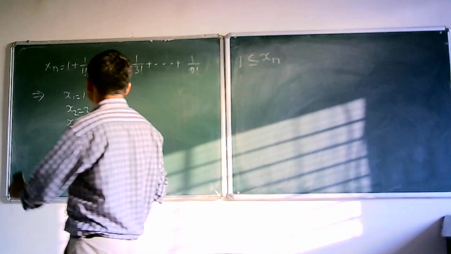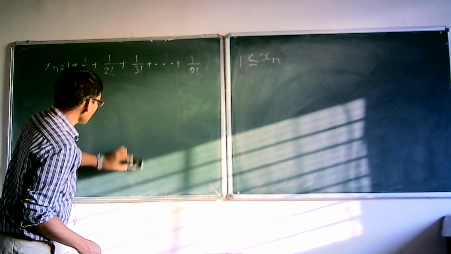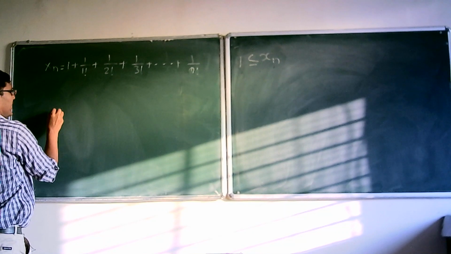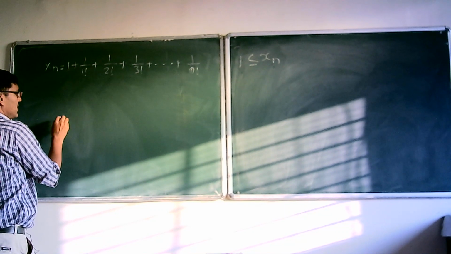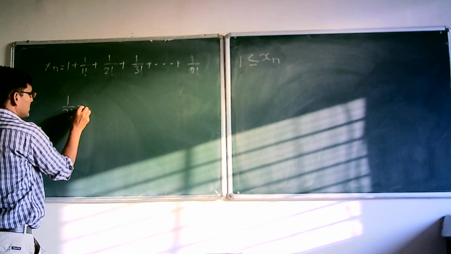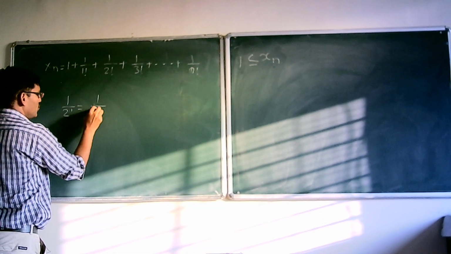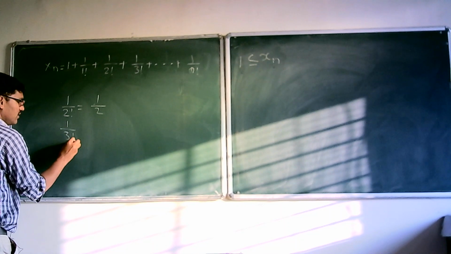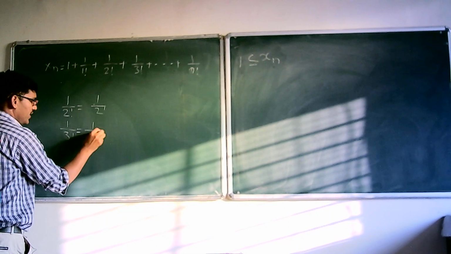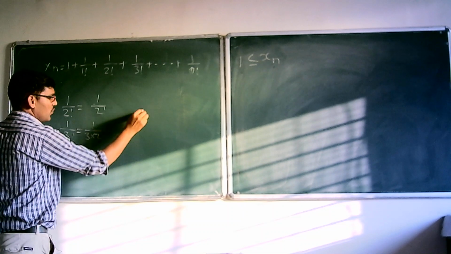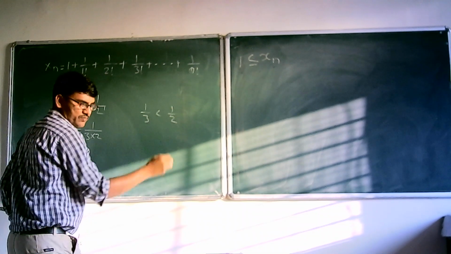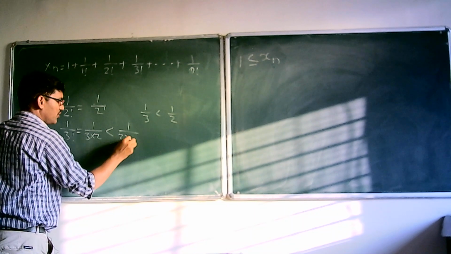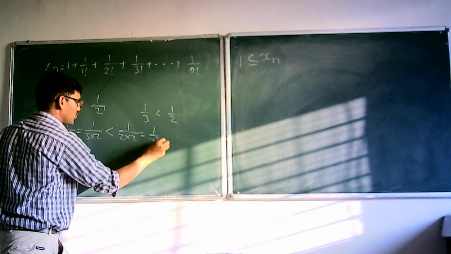Now next, 1 is the lower bound of the sequence. Next, we know that 1 upon 2 factorial is equal to 1 upon 2. Then what is 1 upon 3 factorial? 1 upon 3 factorial is equal to 1 upon 3 into 2, but 1 by 3 is less than 1 by 2, so this is less than 1 upon 2 into 2, which is equal to 1 upon 2 raised to 2.